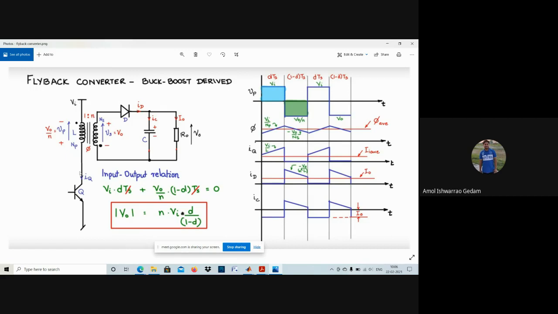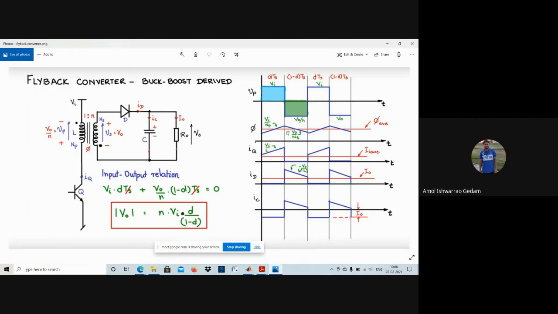So when the switch is on, the voltage across the transformer will be the input voltage, and when the switch is off, the secondary voltage of the transformer will be V naught. But if you refer the secondary voltage to the primary side, then it will be V naught by N. Are you getting? Yes, sir. This will be V naught by N.